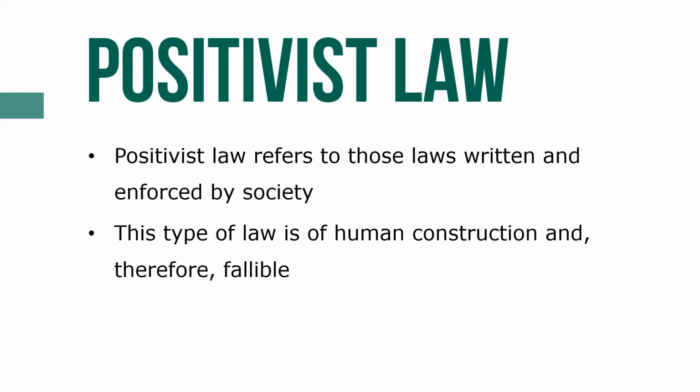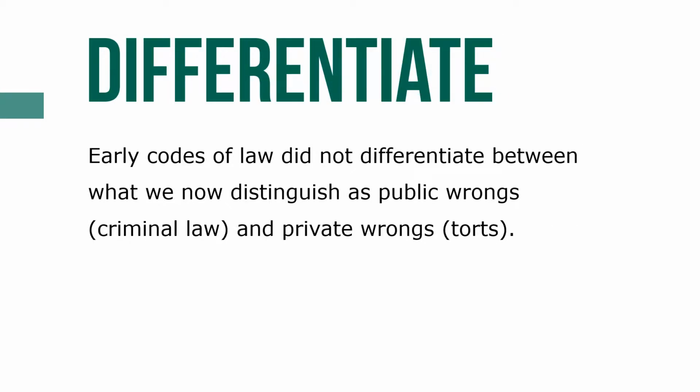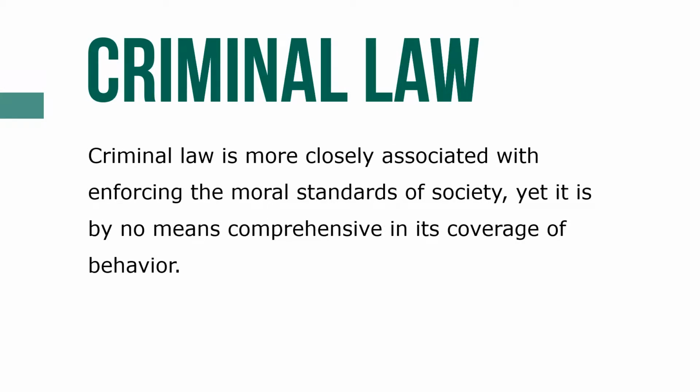Positivist law refers to those laws written and enforced by society. This type of law is based on human construction and therefore fallible. Early codes of law did not delineate between what we now distinguish as public wrongs, criminal laws, and private wrongs or torts. Criminal law is more closely associated with enforcing the moral standards of society, yet it by no means is comprehensive in its coverage of behavior.